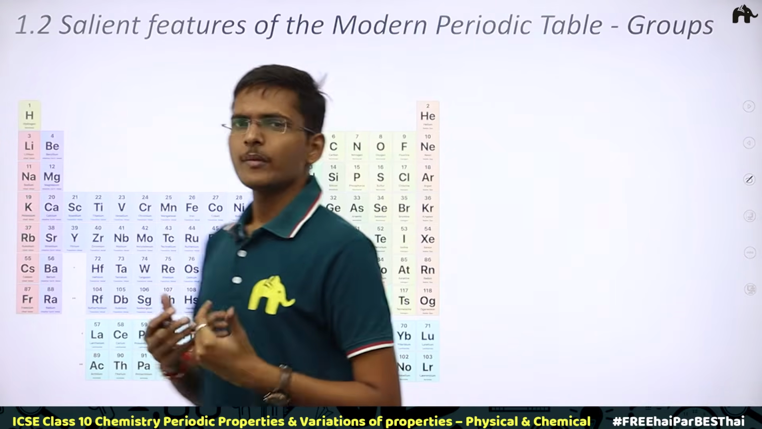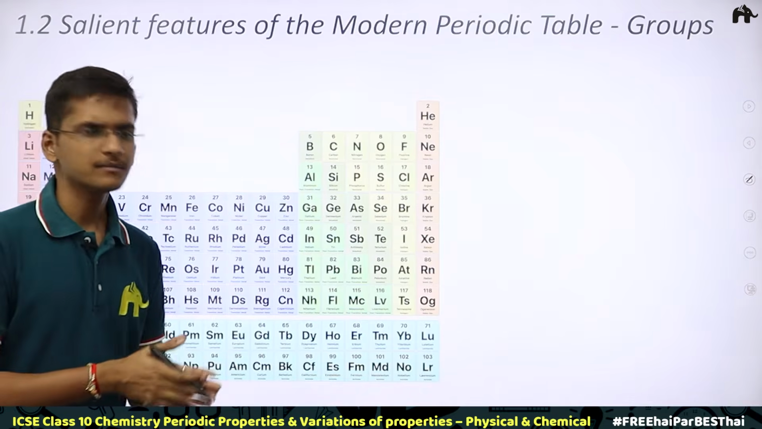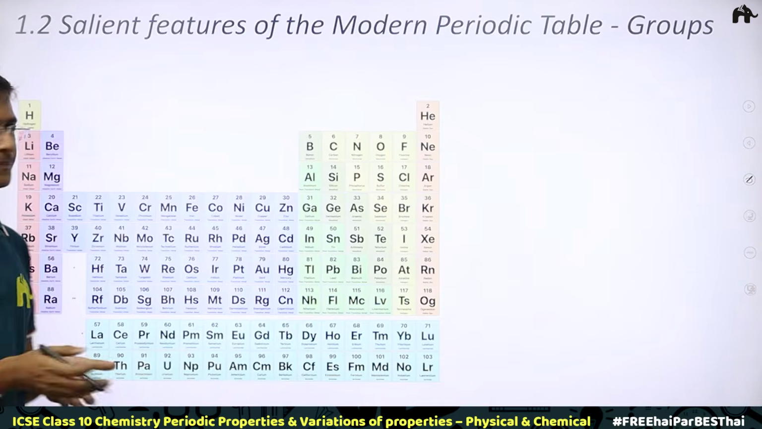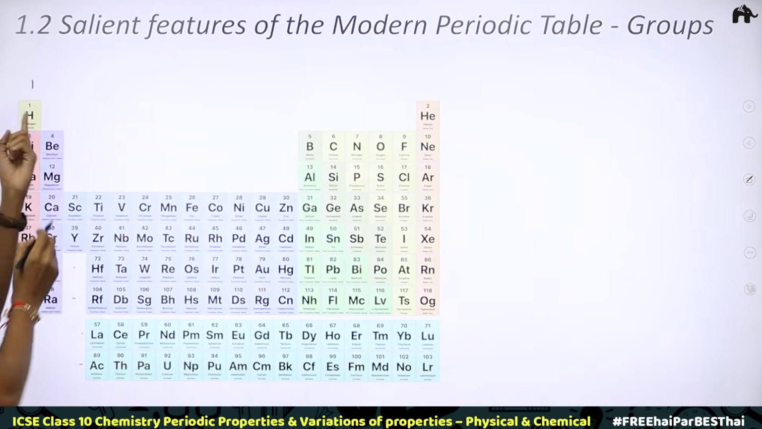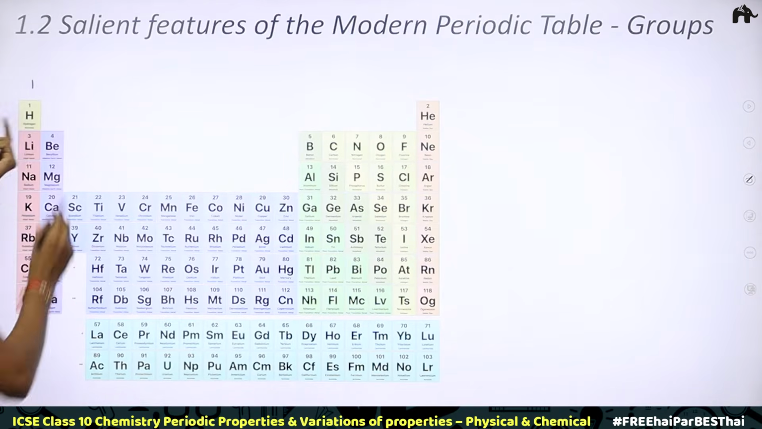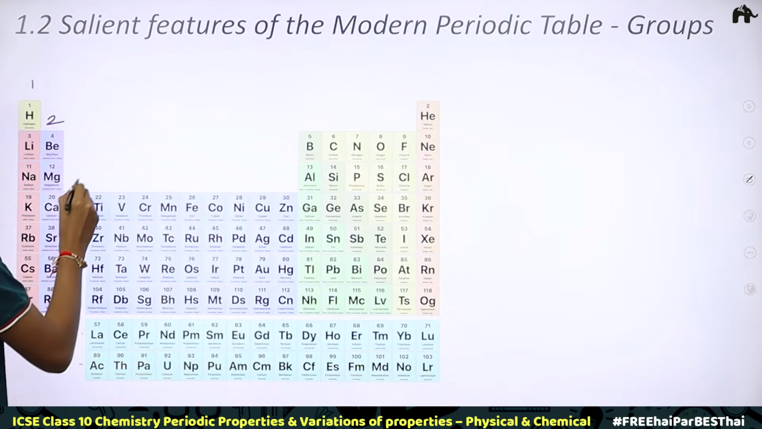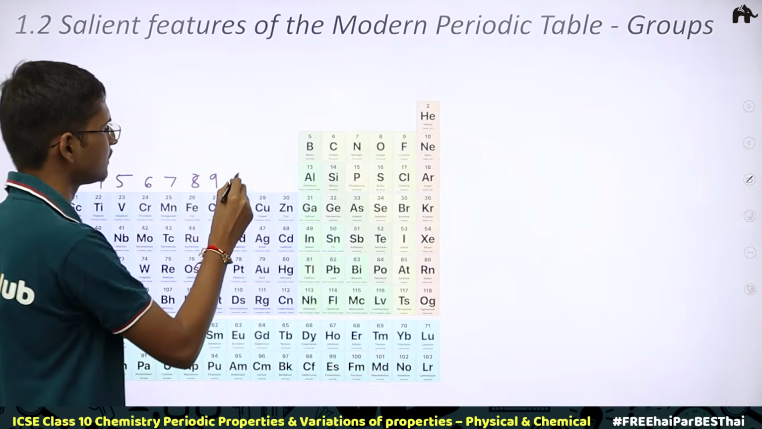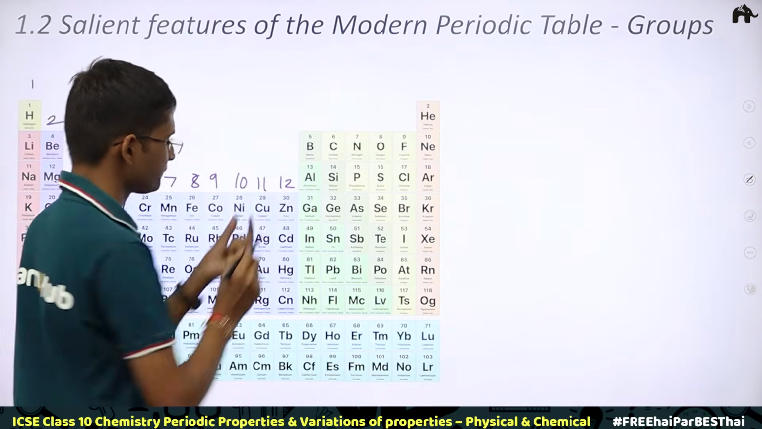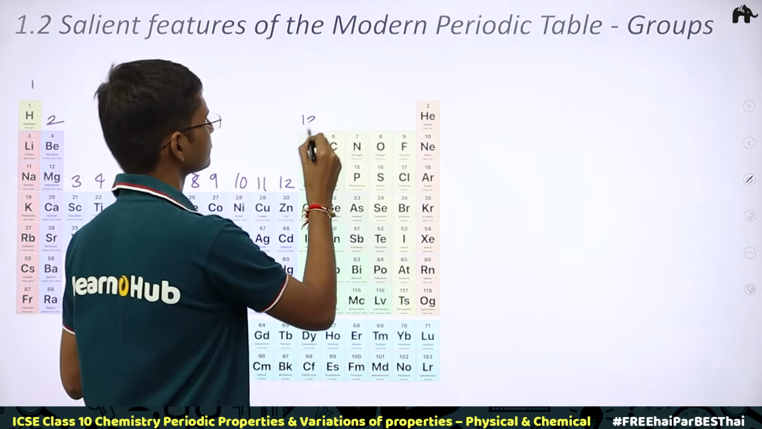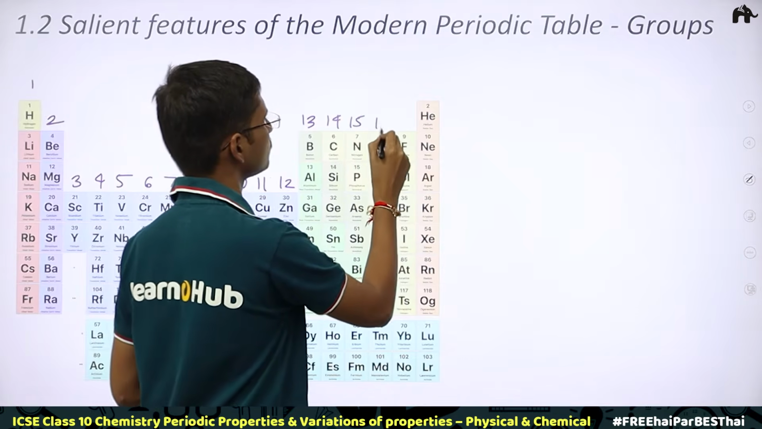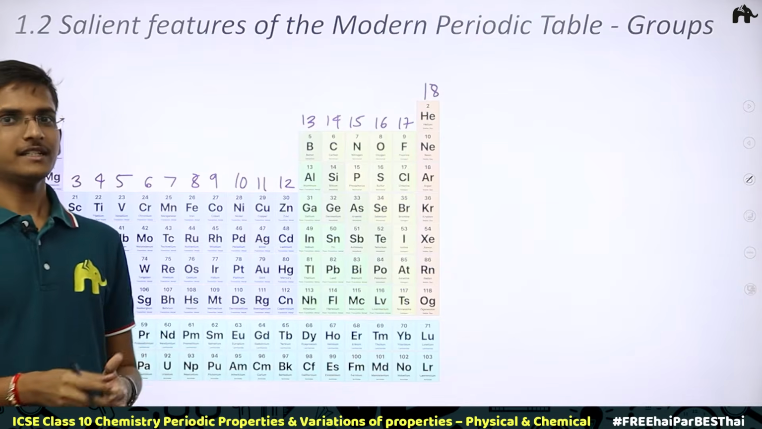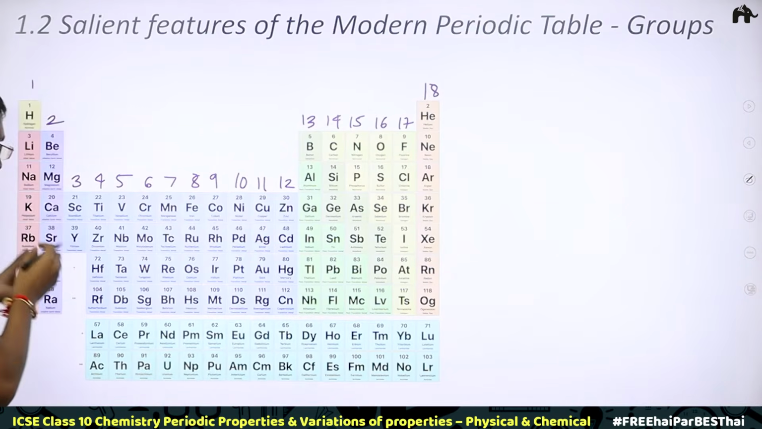First of all, how many groups are there in the periodic table? Just count the vertical columns and you would know. And yes, there are 18 groups, and these are numbered starting from this vertical column as group 1, then this is group 2, group 3, group 4, 5, 6, 7, 8, 9, 10, 11, 12. And then the 13th, 14th group, 15th group, 16th group, 17th group, and 18th group. Now let's see each and every group.